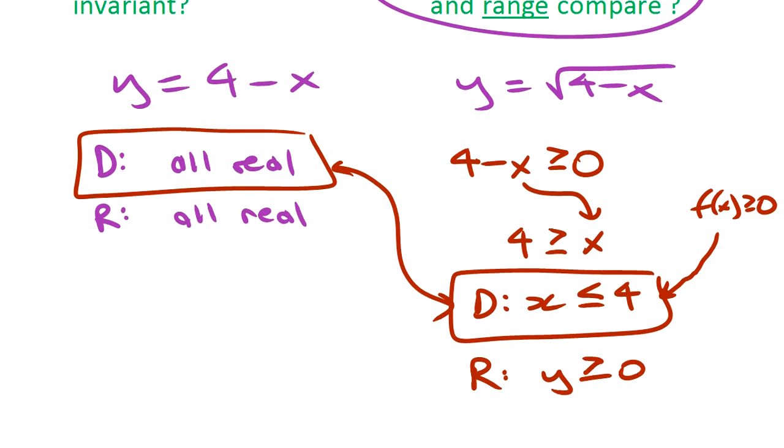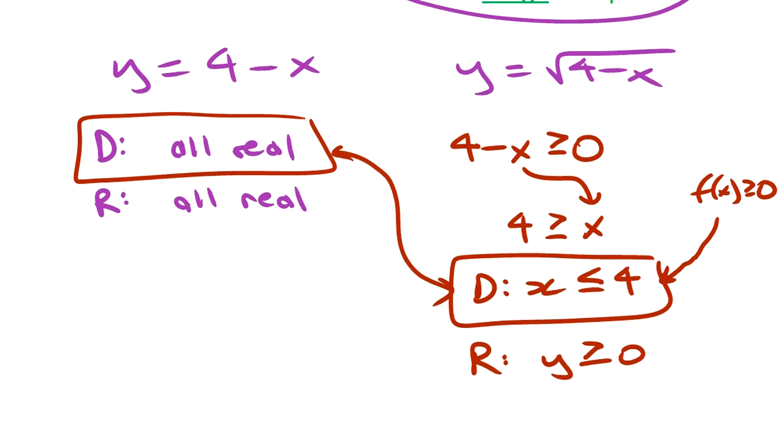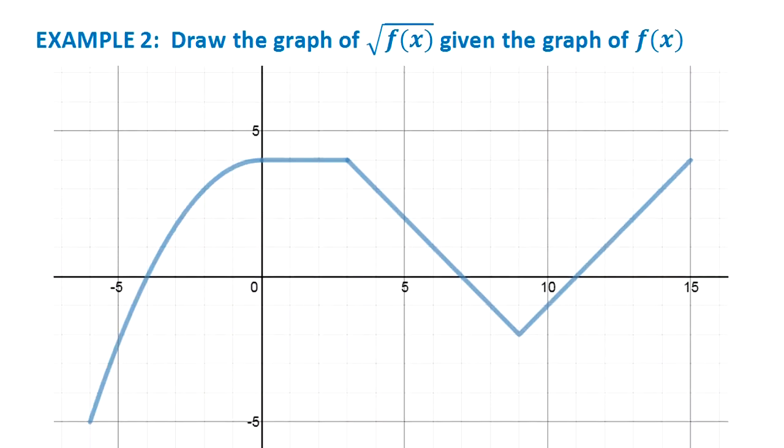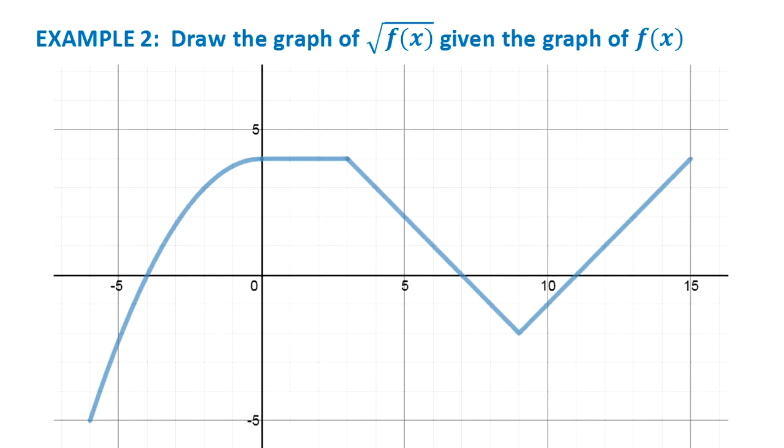And one last thing we're going to do here is look at a random graph and try to draw the square root. This thing down here in blue is f of x, and we're going to try to draw the square root of f of x using some of the principles that we've just looked at. First thing you should look for is the invariant points at 0 and 1. We need to look at those things.